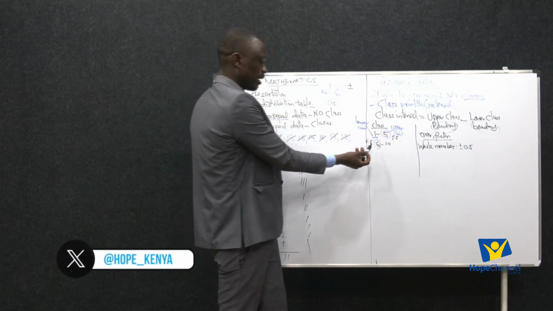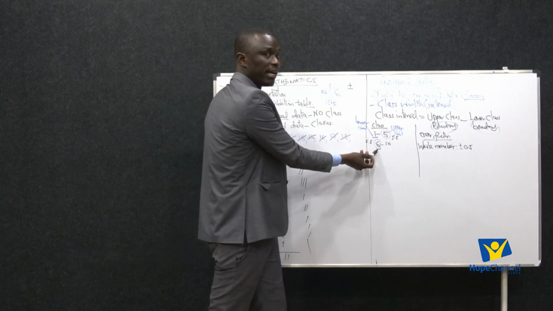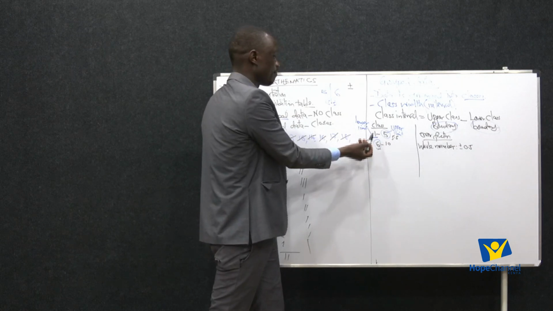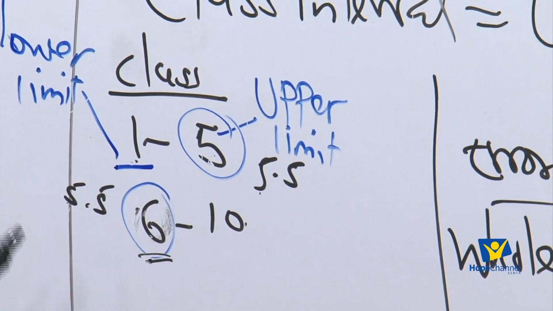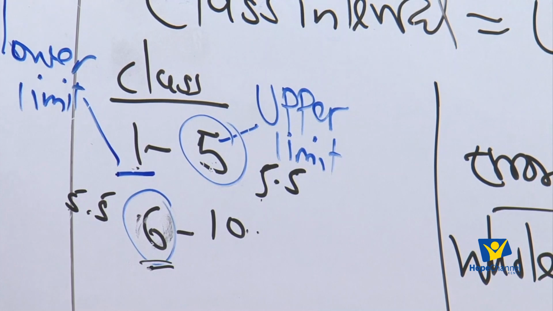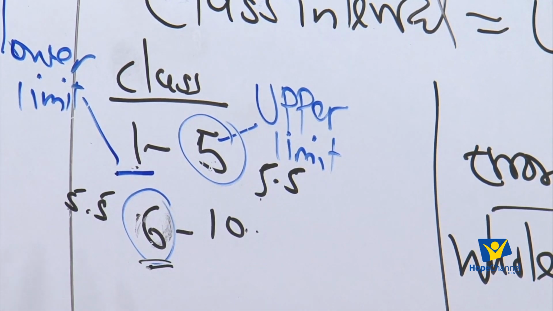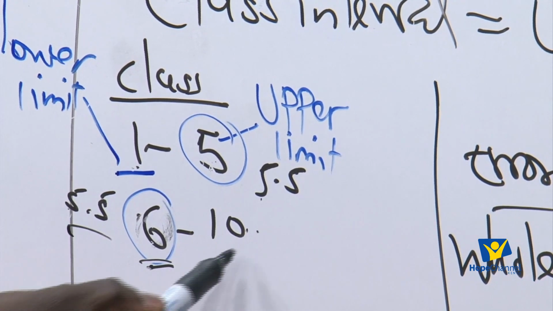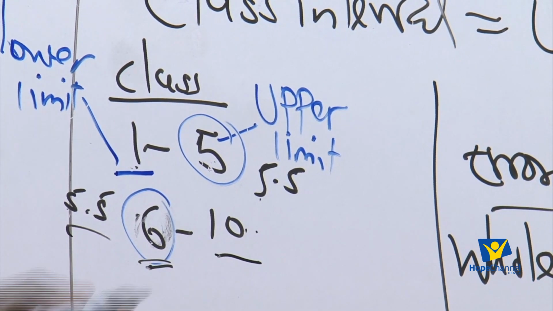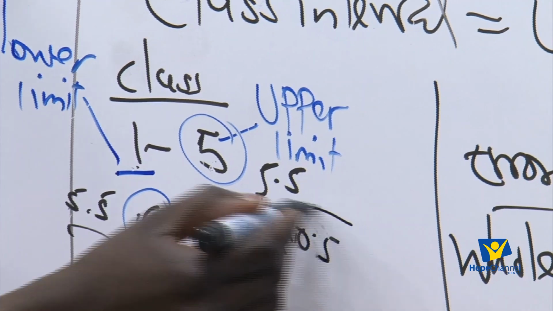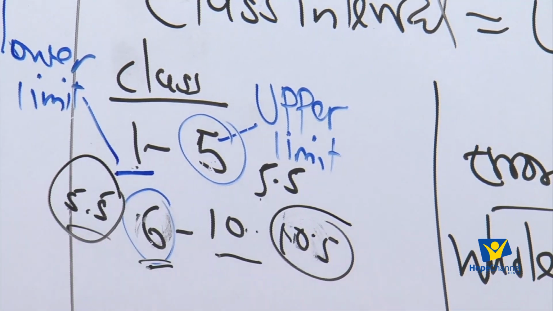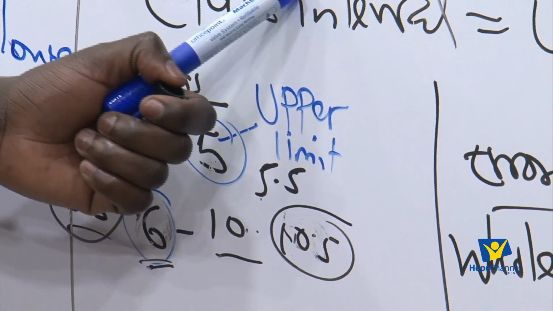The same case here. If I want to get the lower boundary here, I do what? I subtract 0.5. If I want to get the upper boundary here, we do what? I will add 0.5. So let's get the case. This is 5.5 and this is 10.5. So this one will be 10.5. So using this is now what I will use to get what is called the what?